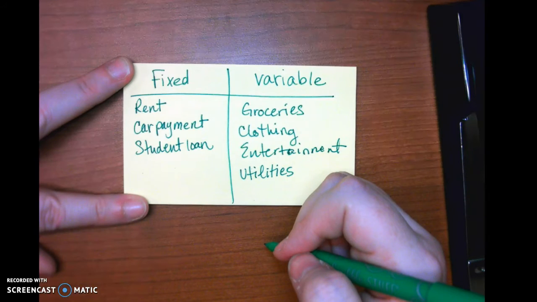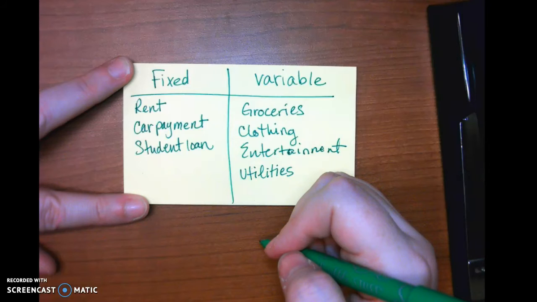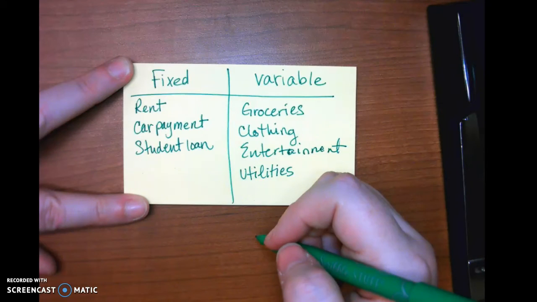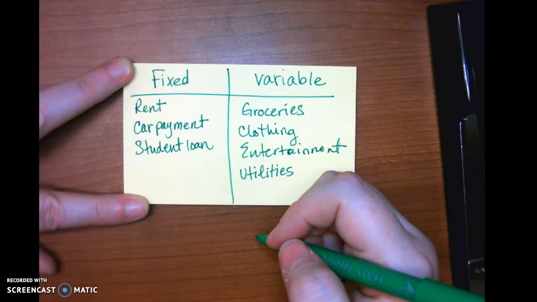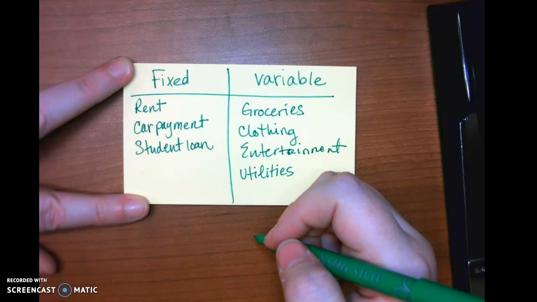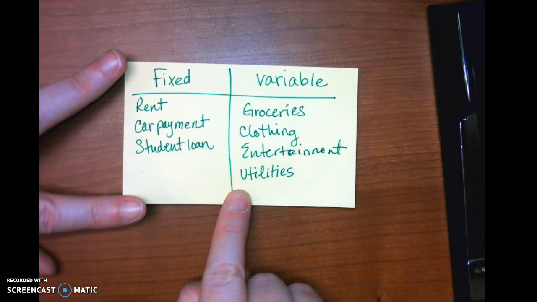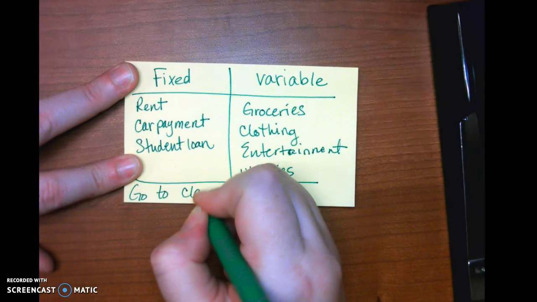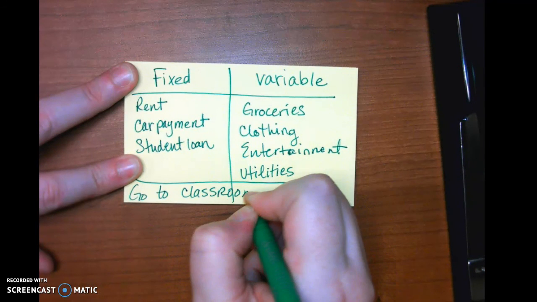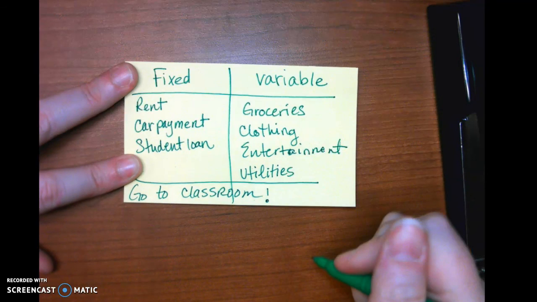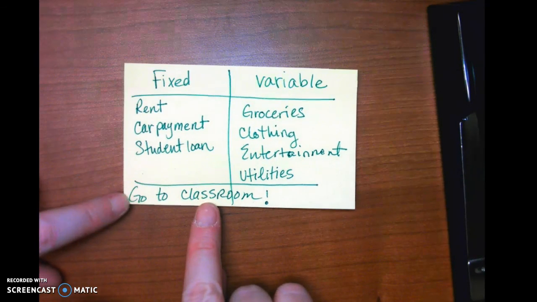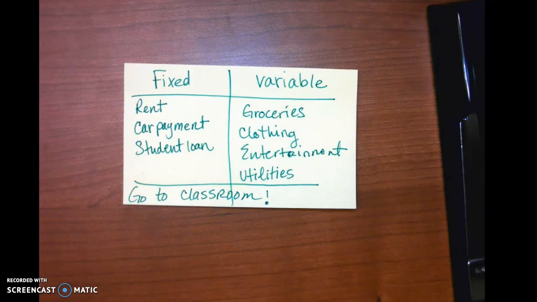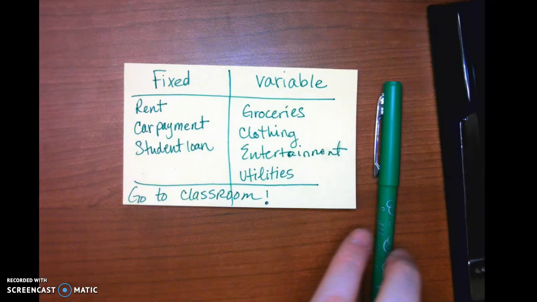What other stuff might be different? Think about that, but I want you to have some examples, okay? So go to Classroom and find my form. It's on today's date. It's got the information about fixed and variable expenses, okay? And that will be graded.